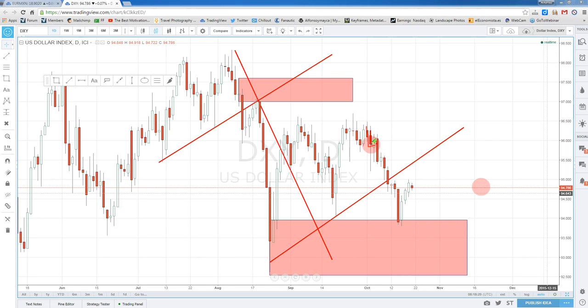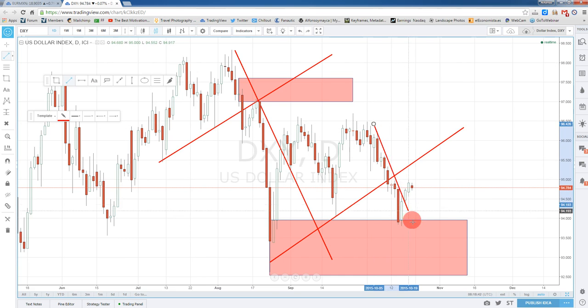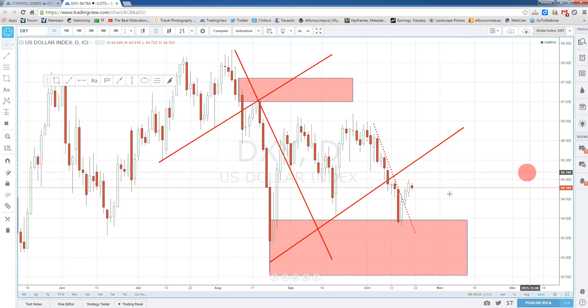Drop, base, drop, okay? CP, CP, CP. 3 CPs in a row. Okay? Descending trend line. That's another rule. Descending trend line. What do we have now, my friends? The descending trend line is broken.